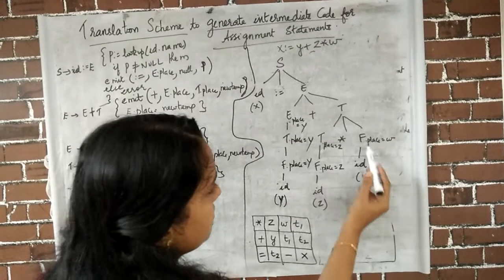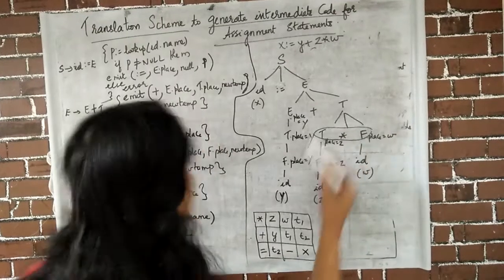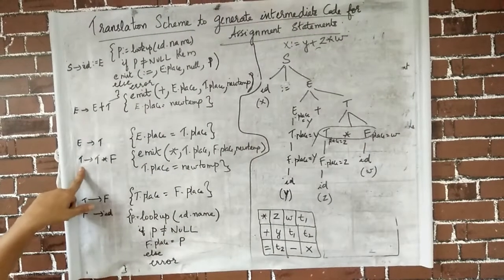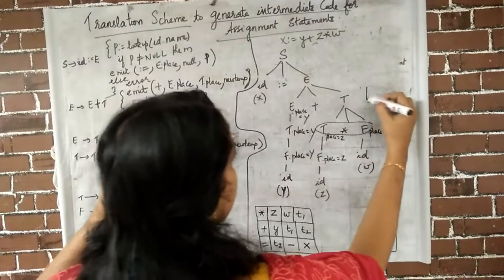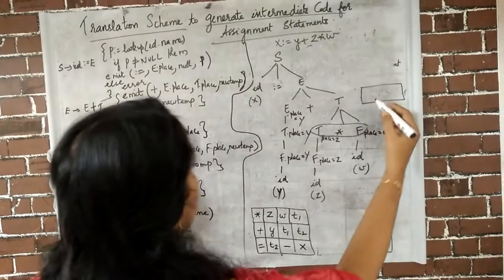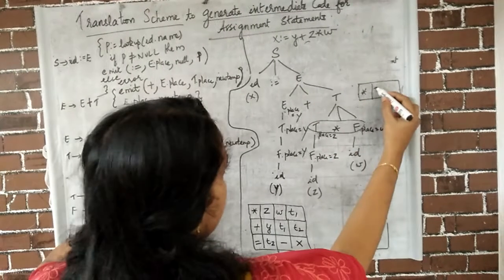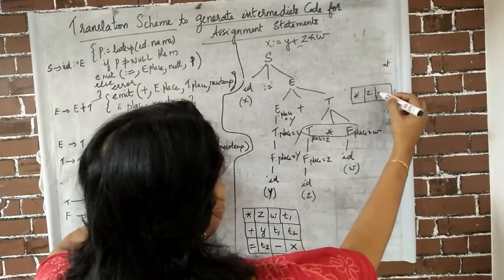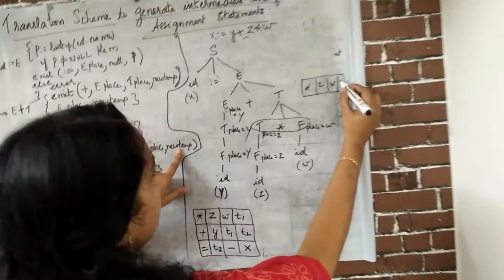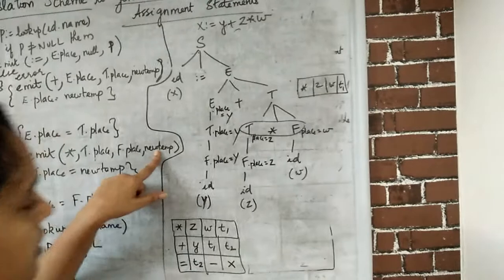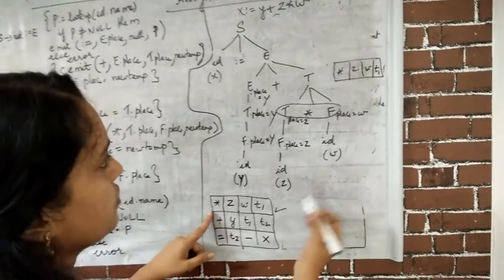Again when we traverse up, we can see that T star F is being reduced to T. Whenever T star F is reduced to T, we have to emit a quadruple. So here we are going to emit a quadruple. How? Star and whatever is in T dot place. Now T dot place is equal to Z, and F dot place now we have W, and the result is stored in a temporary variable. So use T1. Okay, so we have first emitted this quadruple.